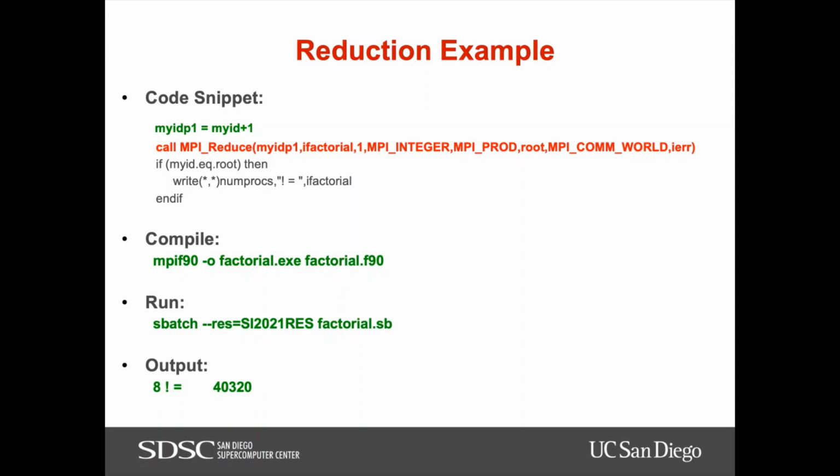Oh, sorry, this is the size. The root is defined somewhere else in the code. The size is 1 because we are just sending 1 integer. And then instead of MPI sum like we did for pi, we are going to use MPI_PROD, which is the product. And then we are sending the output to this root process. When the call is done, we check if we are on the root and print out the factorial. So it's quite simple. If you submit this job, you will see the output.